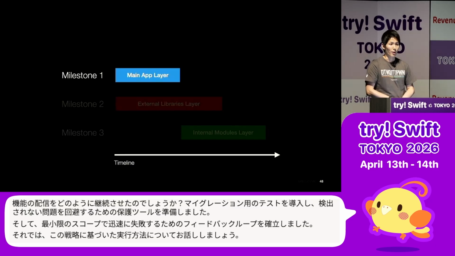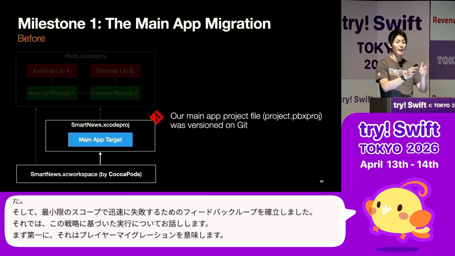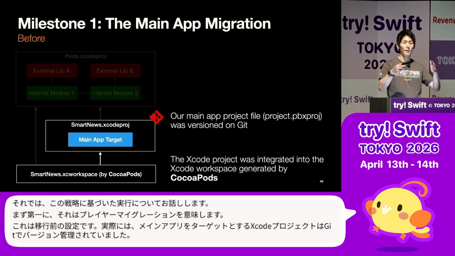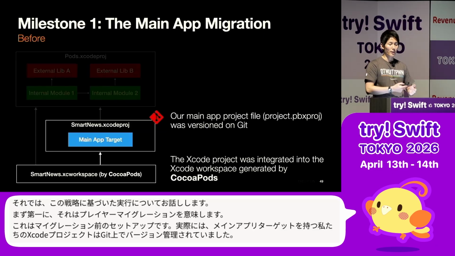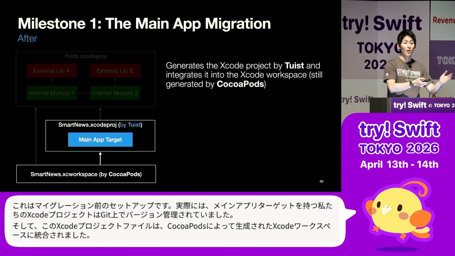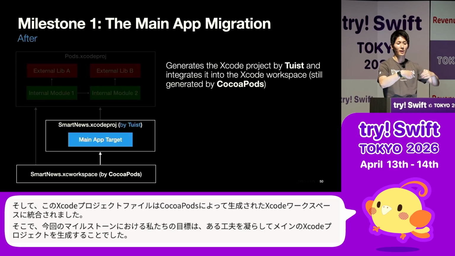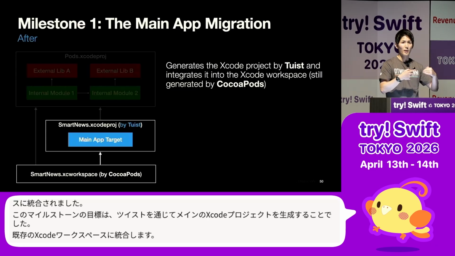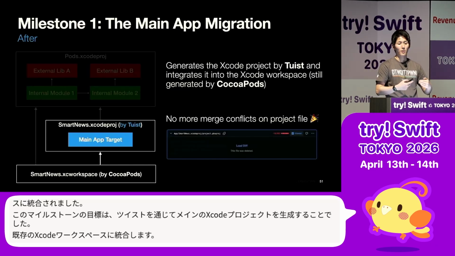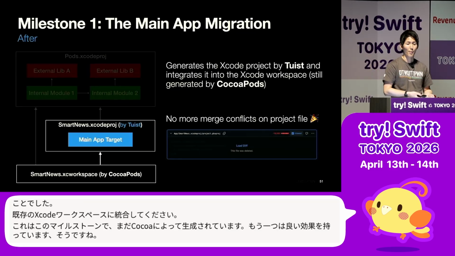First, about main app layer migration. This is the setup before the migration. Actually, our Xcode project having the main app target was versioned on Git. And this Xcode project file was integrated into the Xcode workspace, which is generated by CocoaPods. So our goal at this milestone was to generate the main Xcode project file via Tuist and integrate it into the existing Xcode workspace. This is still generated by CocoaPods at this milestone. The other good side effect, yes, is that because the project file is now generated from the configuration, there are no more kinds of hell conflicts on the project file.